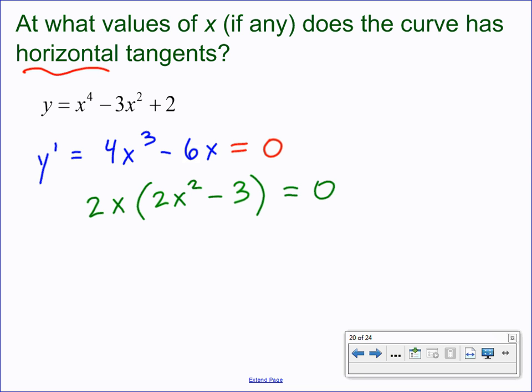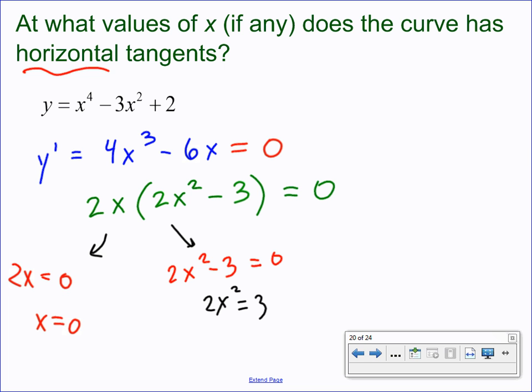Setting the first factor equal to 0 and solving, I get 2x equals 0, so x equals 0 is one place. Setting the second factor equal to 0 and solving, I get 2x squared minus 3 equals 0. 2x squared equals 3. x squared equals 3 halves.